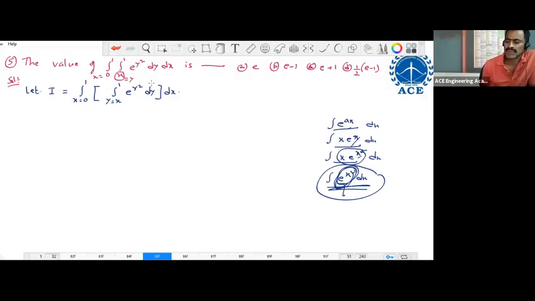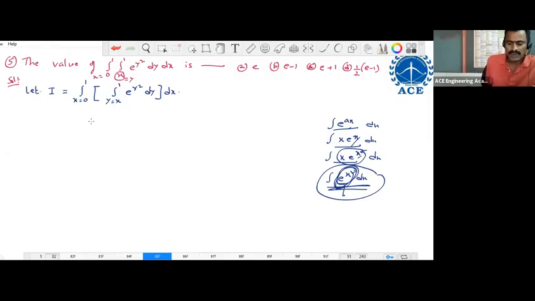But in every option, some constant value is given. That is, we require the value of this integral. If you are unable to integrate according to the given order of integration, then change the order of integration, or change the limits, and then evaluate. So this method of evaluation is called change of order of integration.